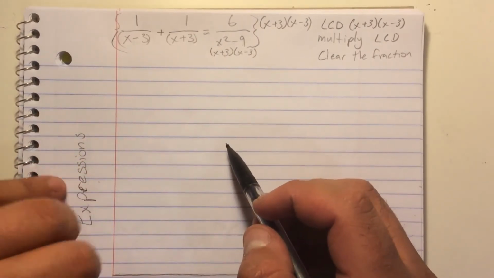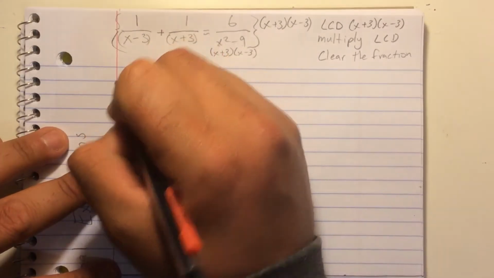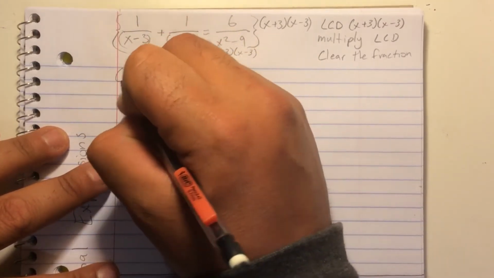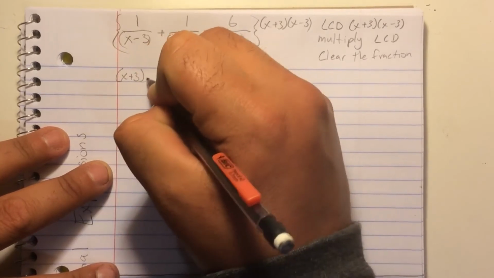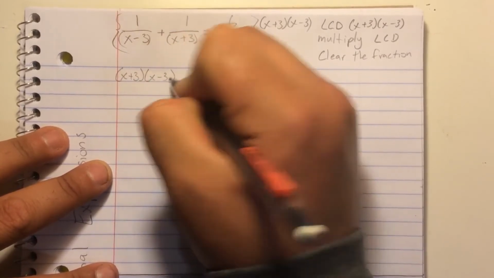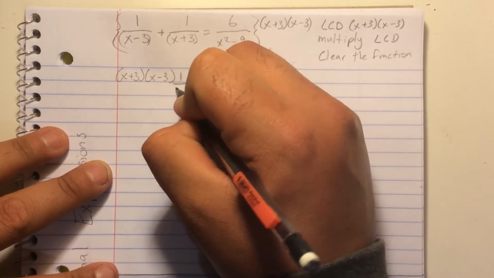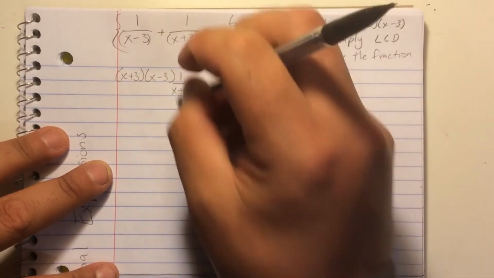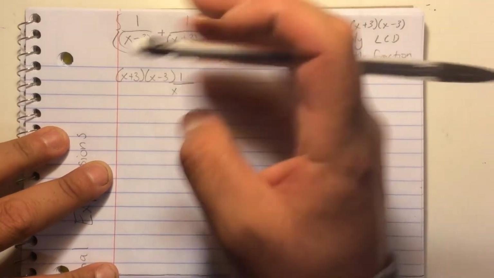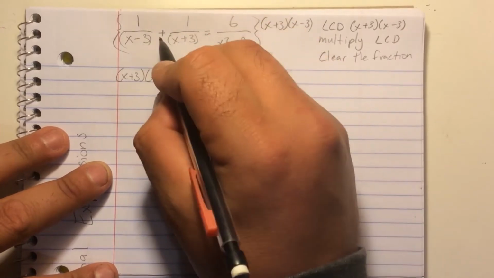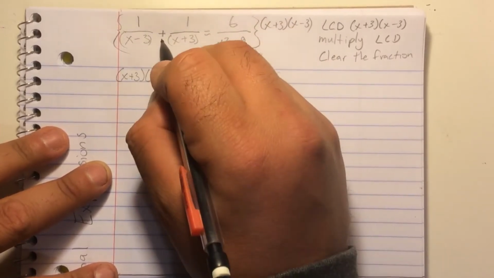So let's go ahead and rewrite this. We have our first one, which would be x plus 3 times x minus 3 times our 1 over x, it's supposed to be a minus 3. Said minus and wrote plus. Story of my life. Then we have our plus symbol, which is this one here.